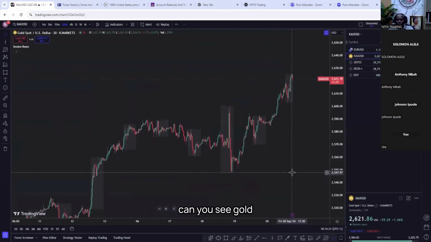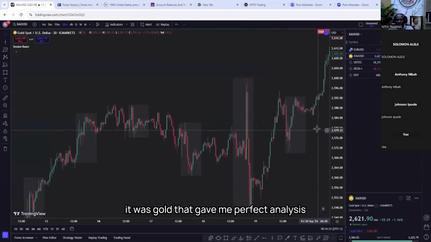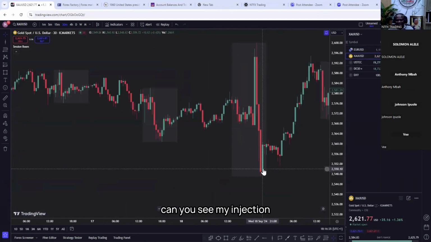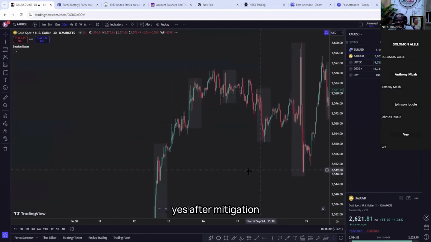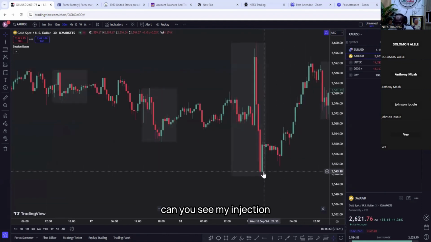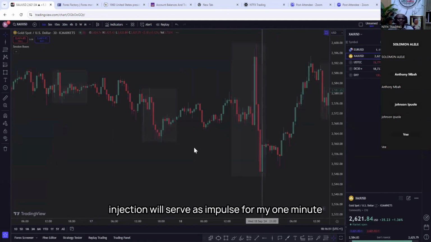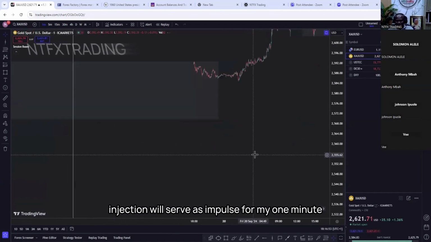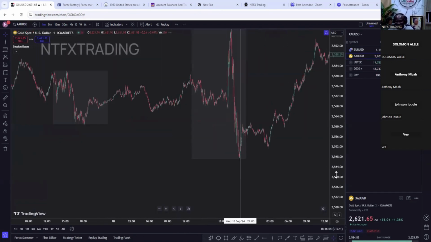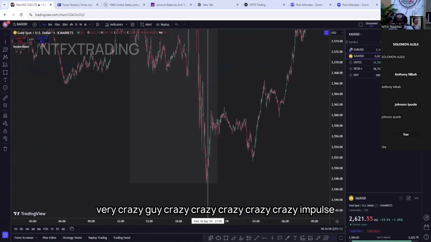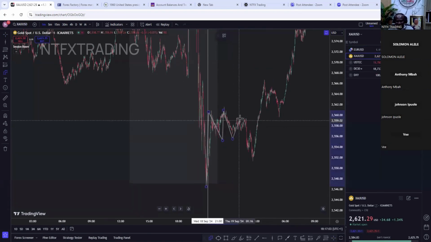It was gold that gave me perfect analysis. Can you see my injection? After mitigation, can you see my injection? Okay, now watch out for the entry. After injection, I told you that injection will serve as impulse for my 1 minute. Crazy impulse. Can you see inducement, boom.